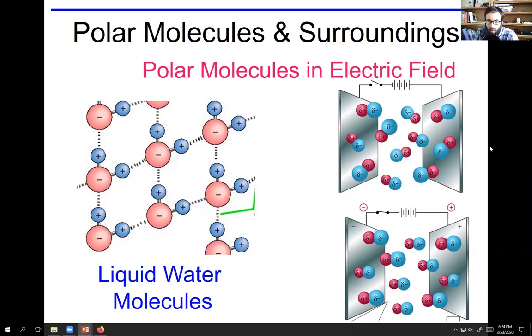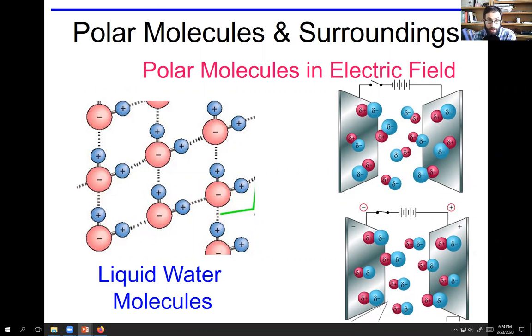All right. So one last thing about polar molecules. Water was an example of a polar molecule. We saw that there was a net dipole pointing towards the oxygen because oxygen is more electronegative than hydrogen, right? And so what are some ramifications of polar molecules?